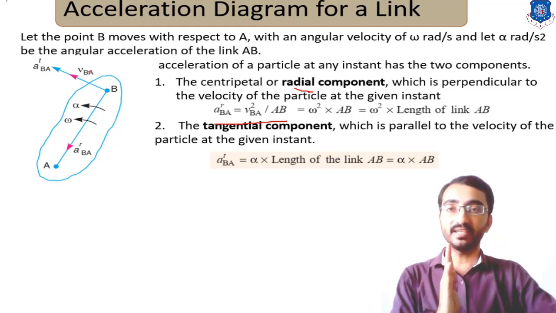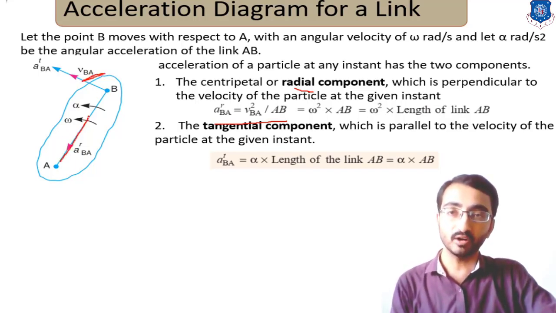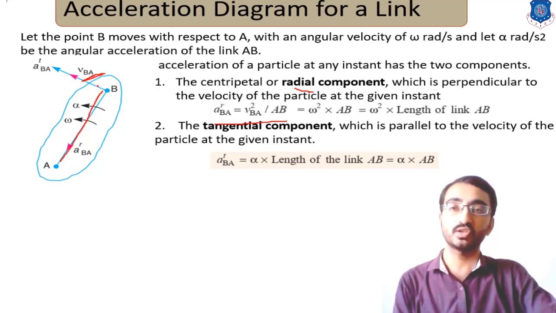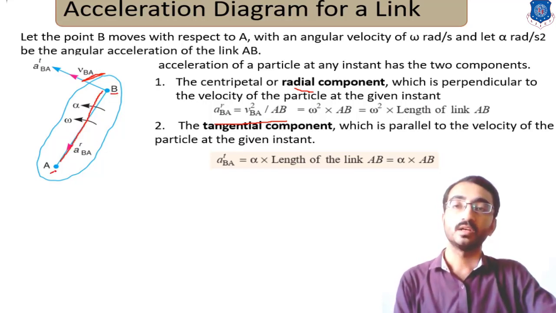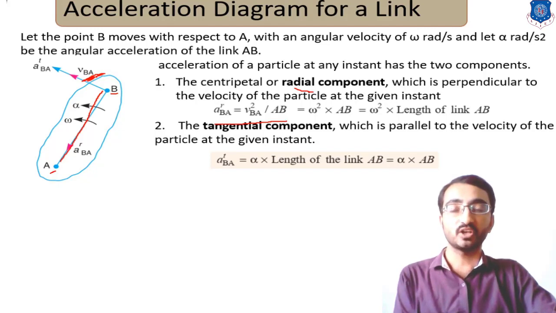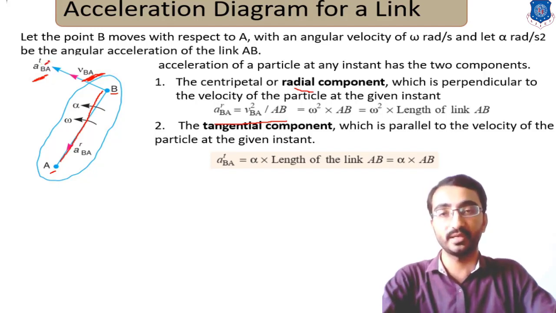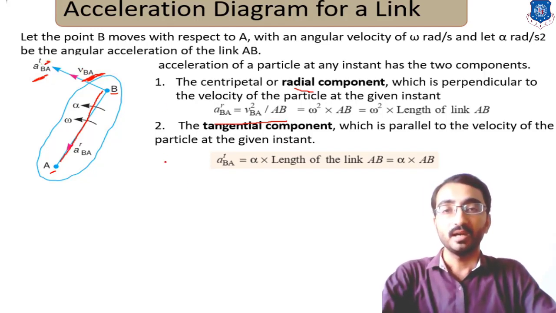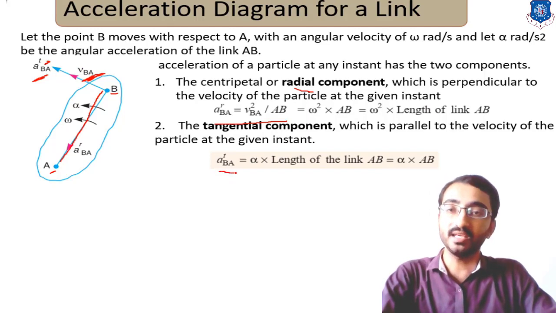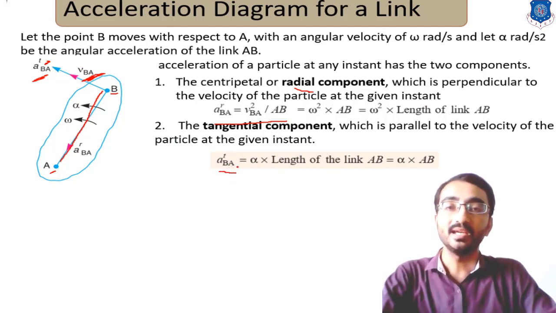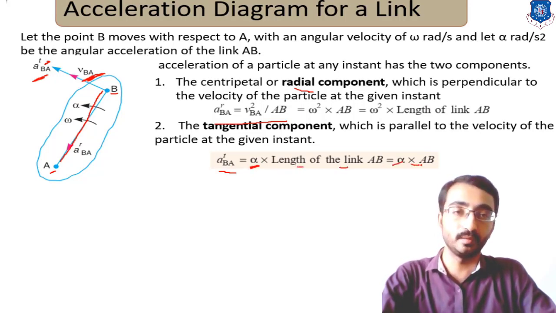So in that case we have learned that the velocity will be perpendicular to the line joining these 2 points, or we can say velocity is perpendicular to AB. So due to the direction of velocity, we will get an acceleration component also in that direction, and that component is known as the tangential component. It is given by the tangential component A of link BA, equal to angular acceleration alpha into length of link AB, that is alpha into AB.